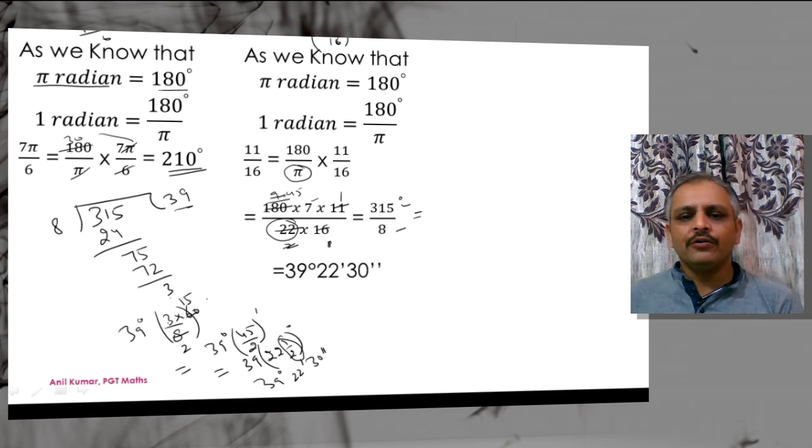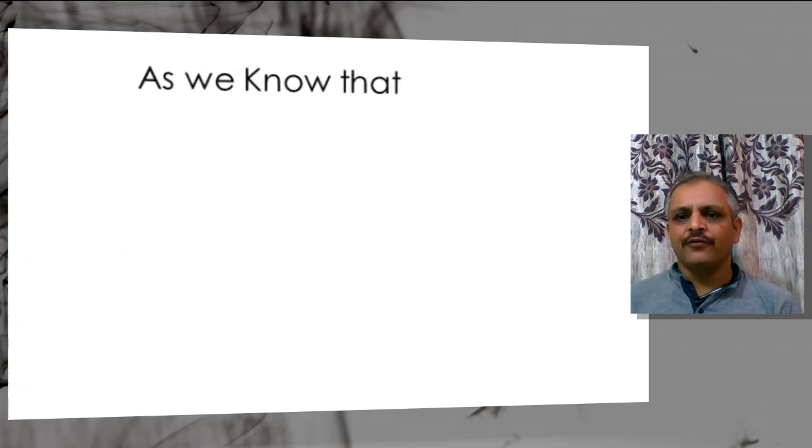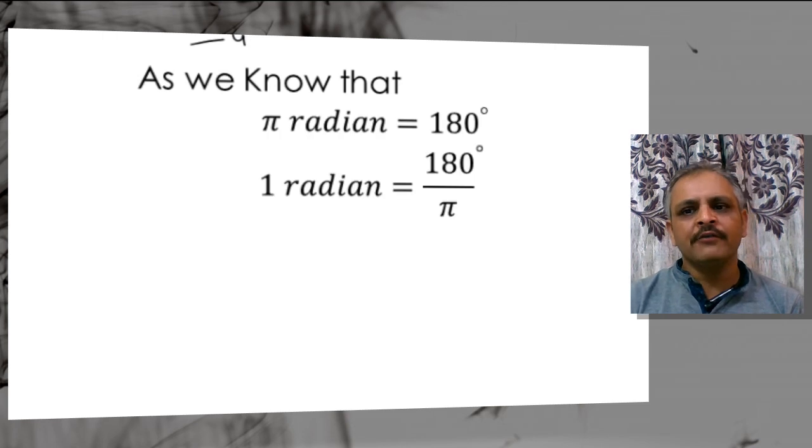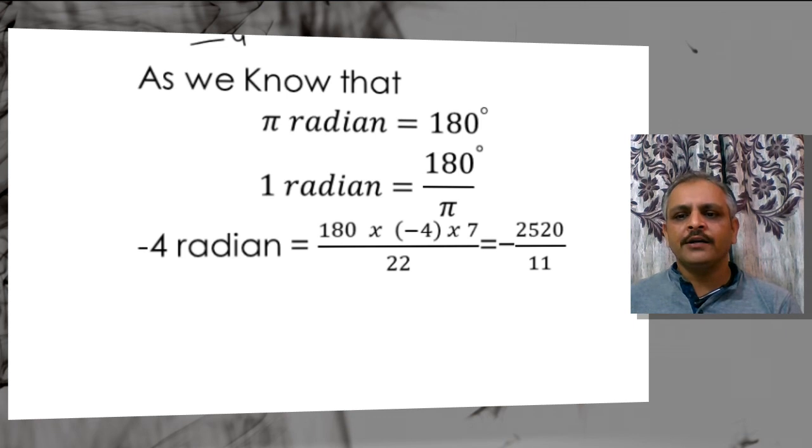So we will keep on converting into the smaller units, minutes and seconds, until this fraction exists. Next is minus 4 radian. And 1 pi radian is 180 degree. 1 radian will be 180 by pi. So minus 4 radian will become 180 and place the value of pi. This is 22 by 7 and minus 4. And on simplification, I get 11, 90. So multiply them: minus 2520 by 11.